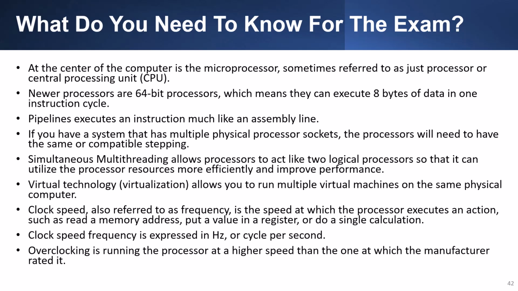In summary, at the center of the computer is the microprocessor, sometimes referred to as just processor, central processing unit, or CPU. Newer processors are 64-bit processors, which means that they can execute 8 bytes of data in one instruction cycle. Pipelines execute an instruction much like an assembly line. If you have a system that has multiple physical processor sockets, the processors will need to have the same or compatible stepping.